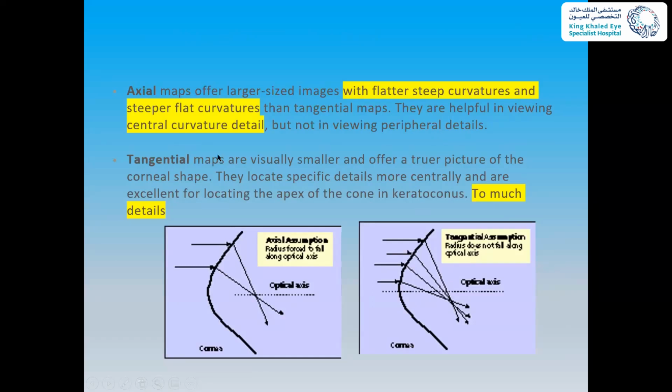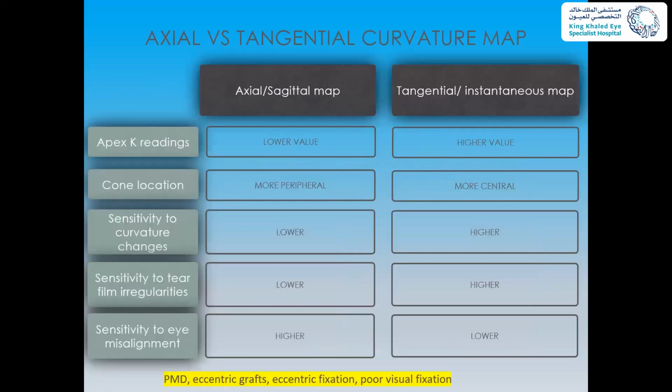On the other hand, tangential maps offer a true picture. Actually, they don't move things toward the center; there's too much data, and you can get the peripheral images much better. So you can use it for peripheral pathologies, or the pathologies I'm going to talk about in a second. But there are too many details.